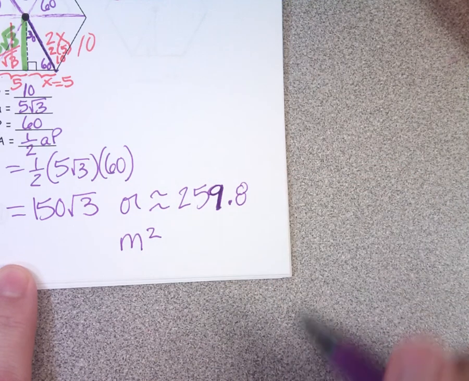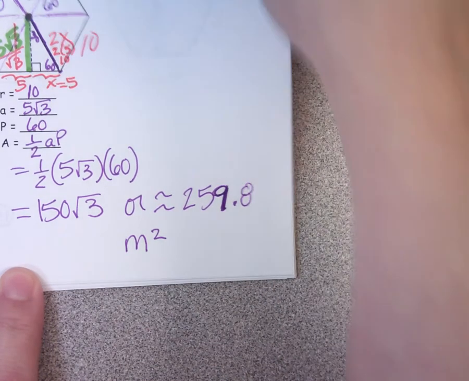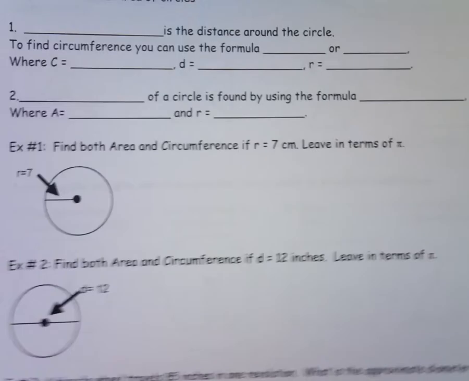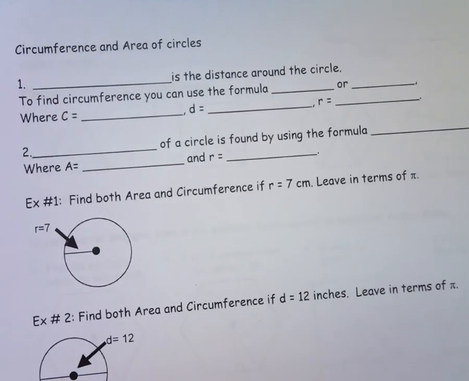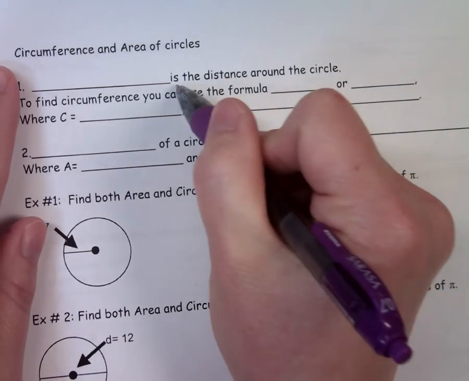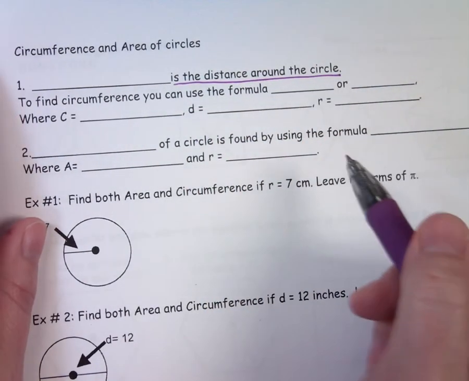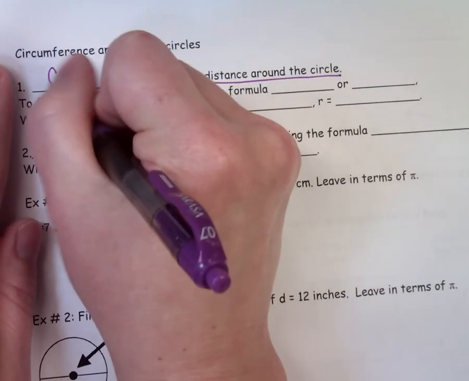Okay, are we loving this? All right, let's go to the next page, page 17. This is review from what we have already done, but I'm just going to review it real quick. So first of all, do you know what represents the distance around a circle? Circumference.